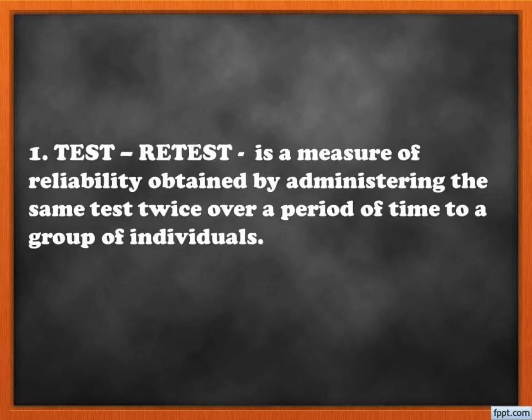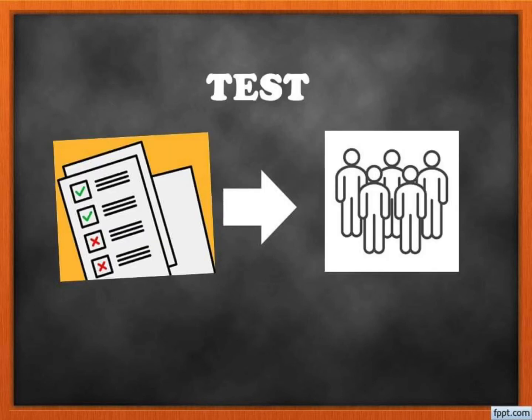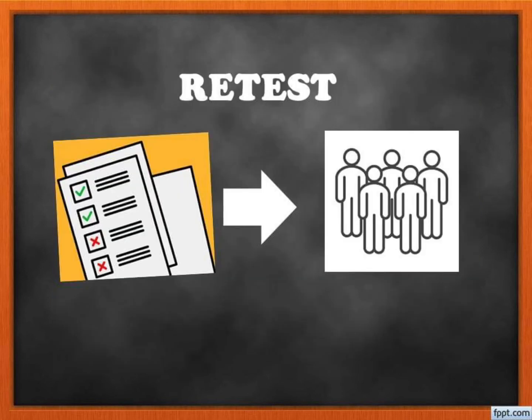First one is the test-retest. It is a measure of reliability obtained by administering the same test twice over a period of time to a group of individuals. For example, as the title suggests, ang ginagawa sa method na ito ay ipapatest sa parehong sample of test takers ang isang test. Usually, may ilang days, weeks, or months na interval sa unang test at sa retest.